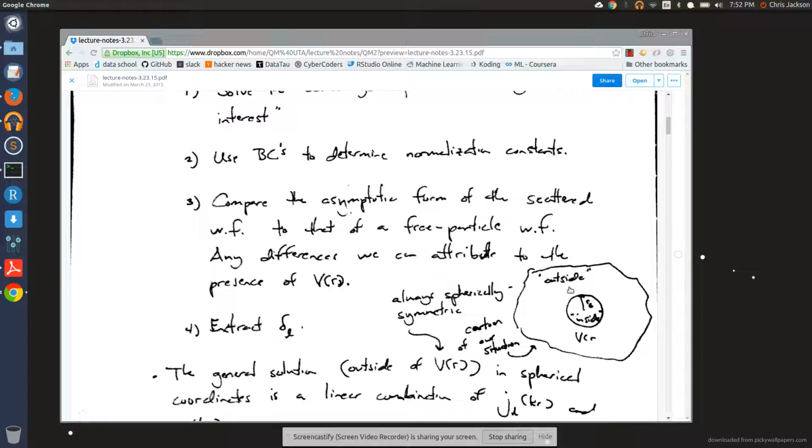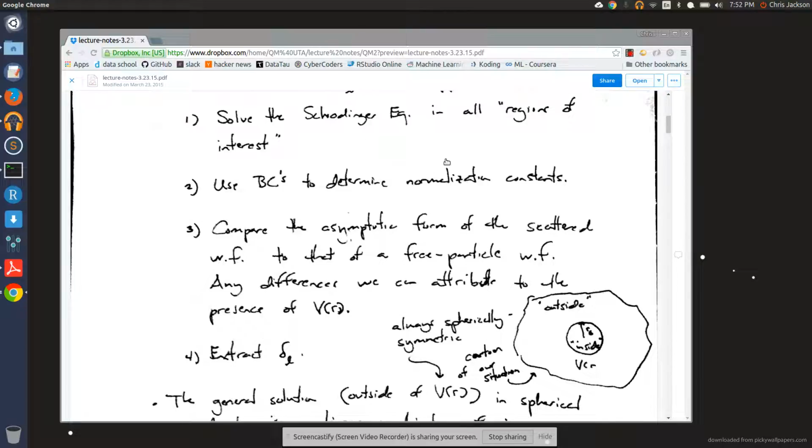So we're going to have some situation that looks like this. We're going to have some potential. It's going to have spherical symmetry. It's going to have some boundary, some range, is the word I was looking for. And inside this range, I'm going to call that area the inside region, and outside of that range, I'm going to call it the outside region. And so what we're going to do is solve Schrodinger's equation both inside and out, and then use boundary conditions to determine any normalization constants, right? Just the normal prescription.